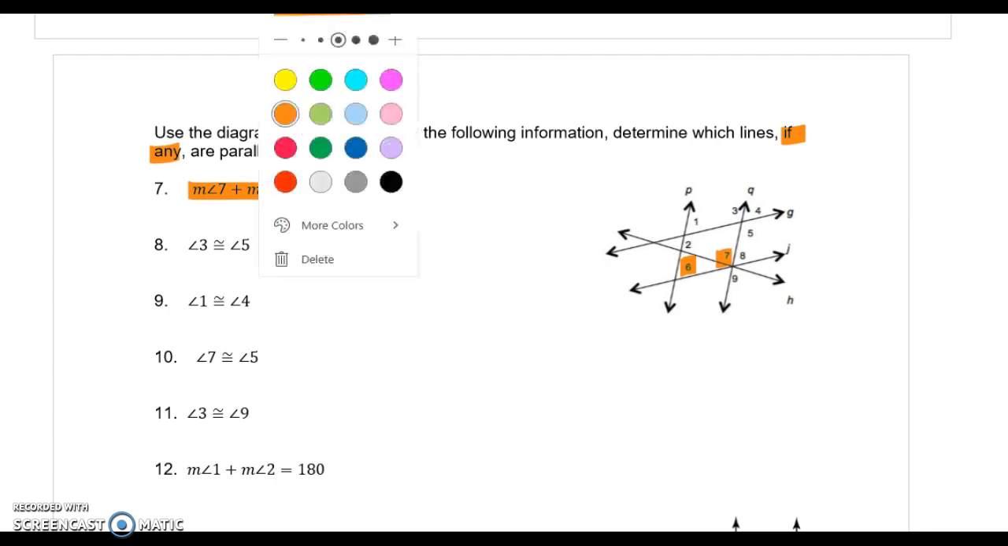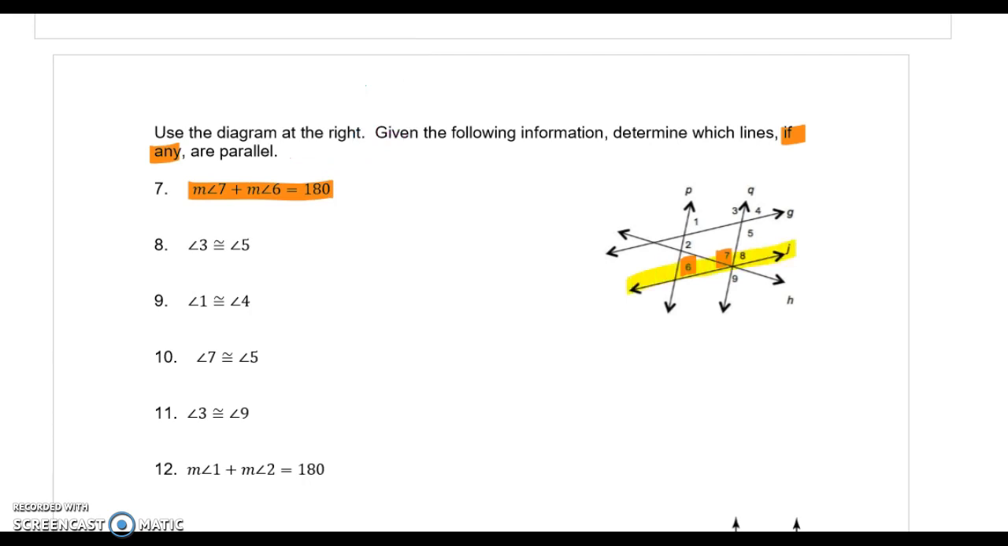So the lines that are touching are J, P, and Q. Now out of those three, which two are parallel? P is parallel to Q. Now let's clear this all and try number 8. Instead of 8, I'm going to go ahead and do 12.